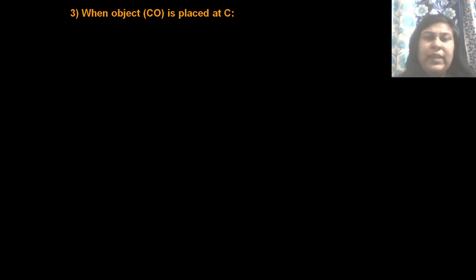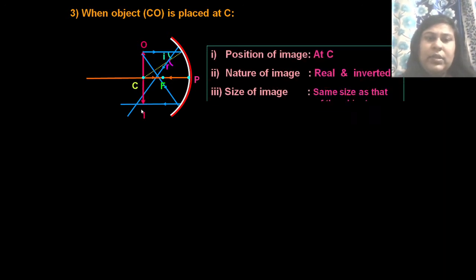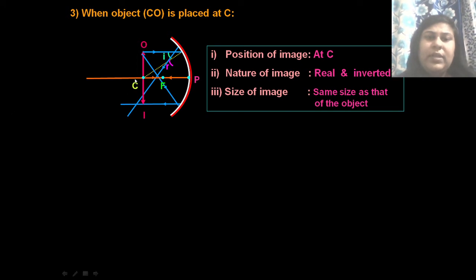When the object is placed at C, so now I place the object at the point C. You can see here light rays, and if any ray goes through the focus, then it becomes parallel to the principal axis, and the image is formed at C. At C, you can see the position of the image is at C, the nature of the image is real and inverted, and the size of the image is the same as that of the object. So C, the center of curvature, is the point at which the image is of the same size.